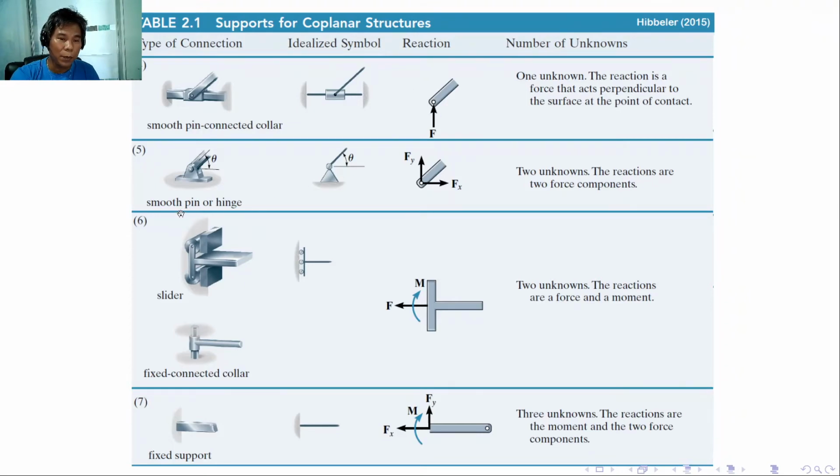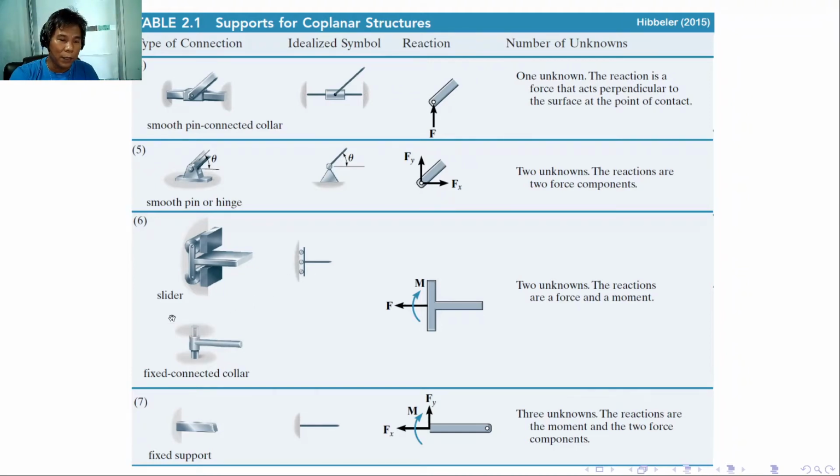The other one is a smooth pin or hinge. Look at this one. This is oriented at an angle theta with respect to the horizontal. So the idealized symbol will also be like this one, a triangle with circle, and then the stick model with the angle theta. For this particular type of connection, a hinge or a smooth pin, there will be two unknowns, normally the horizontal and the vertical, or in terms of the axes, the x and y axes. We have the component along the x-axis, Fx, and the component along the y-axis, Fy.